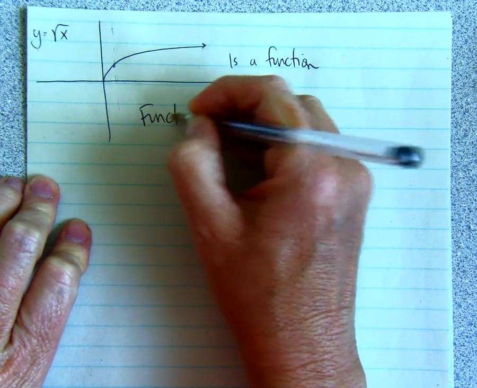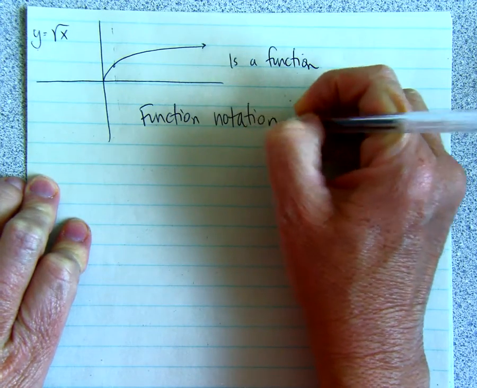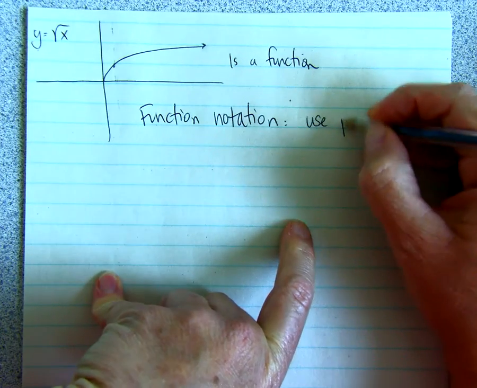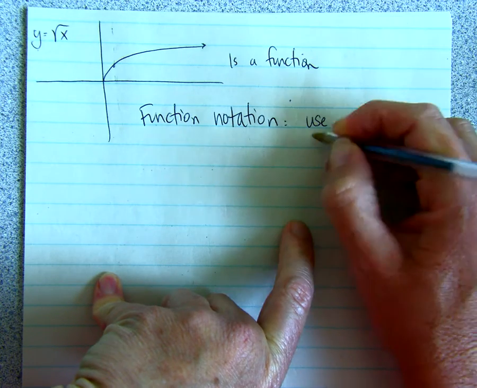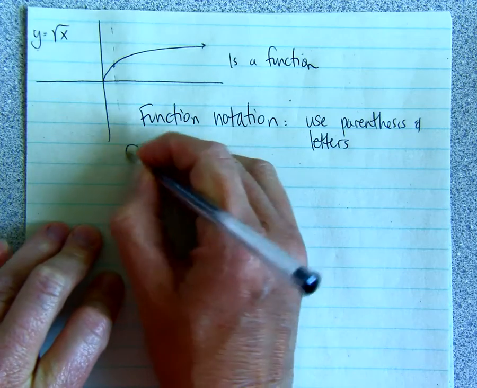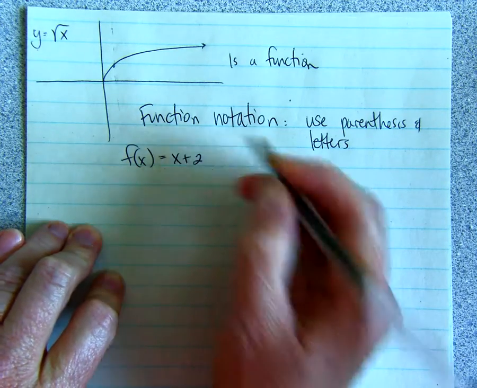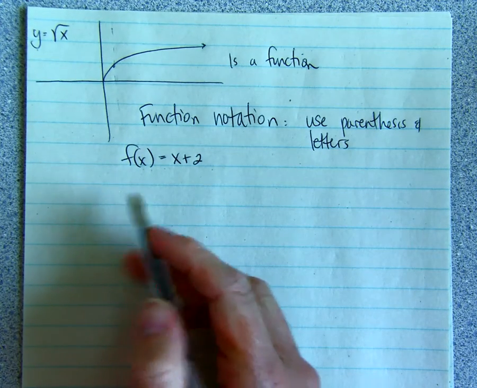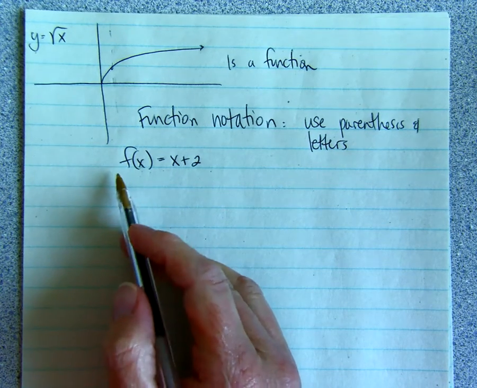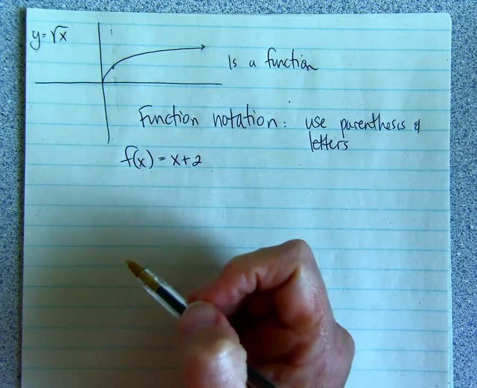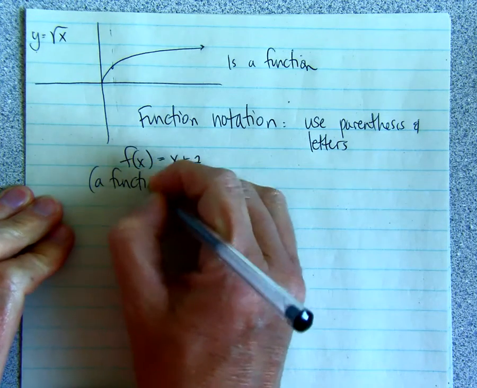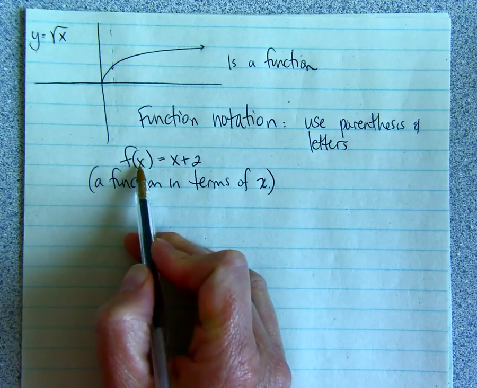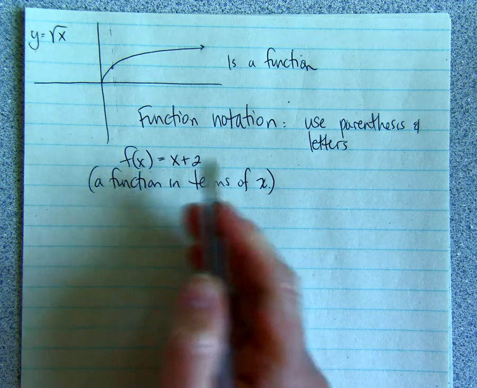When we use function notation, sometimes we want to write our functions using parentheses and letters. So for example, if I want to say f of x equals x plus 2, this doesn't mean multiply. Remember how before we used to say of usually means multiply. This does not mean multiply. This just means a function in terms of x. It just means that whatever value x is, if we add 2, then that's what f of x is. It's just another name for y.